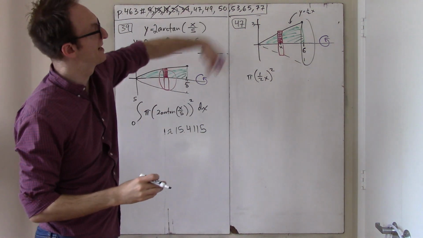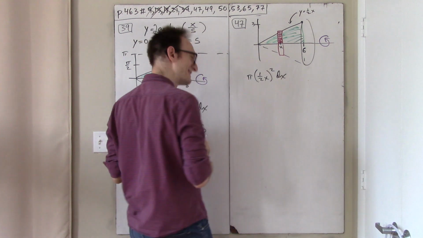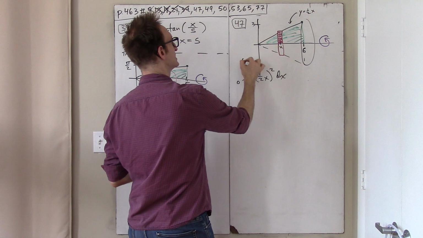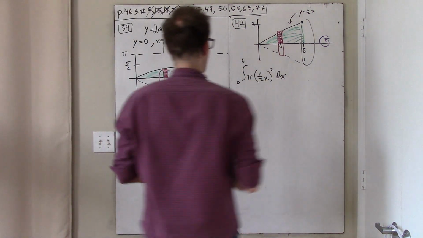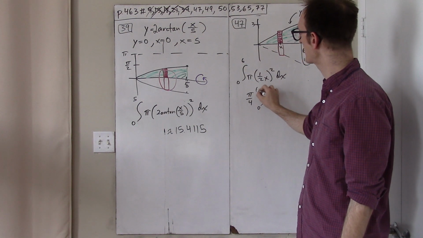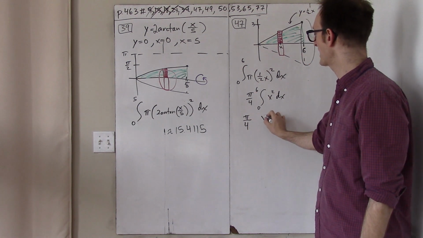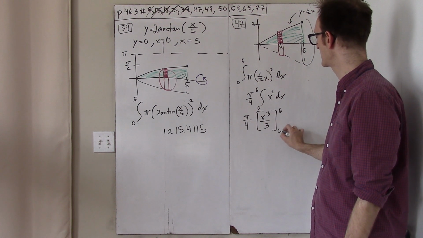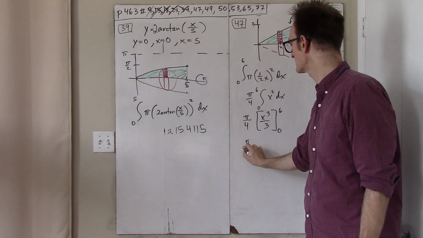That gives me the area of that circular disk. I multiply by the thickness of the disk, dx, and I integrate along the y-axis from 0 to 6. And this should give me the volume of this cone. And so what we get is pi over 4, integral from 0 to 6 of x squared. That's pi over 4 x cubed over 3, but then evaluated at 6 and 0. Kind of don't exactly want to do that, but I guess I will.